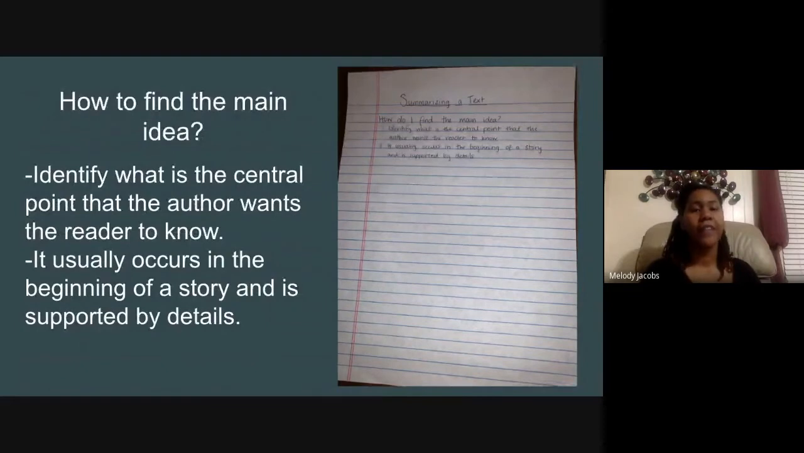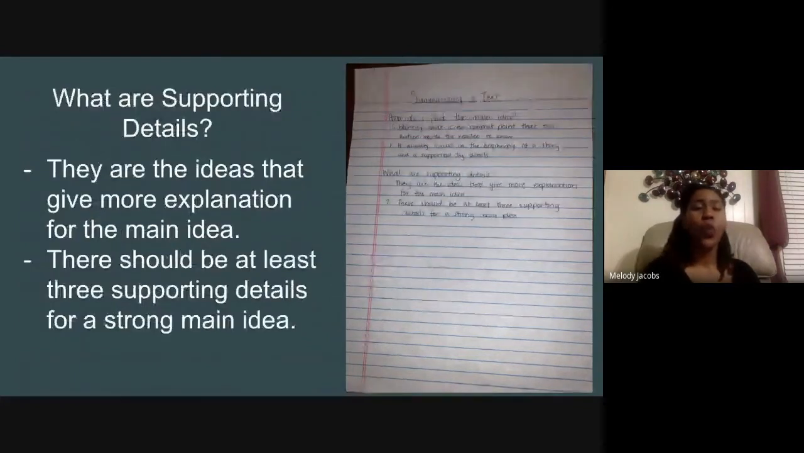How to find the main idea. First, identify what is the central point that the author wants the reader to know. It usually occurs in the beginning of a story and is supported by details. So, what are supporting details? They are the ideas that give more explanation for the main idea. A good rule of thumb is that there should be at least three supporting details for a strong main idea.